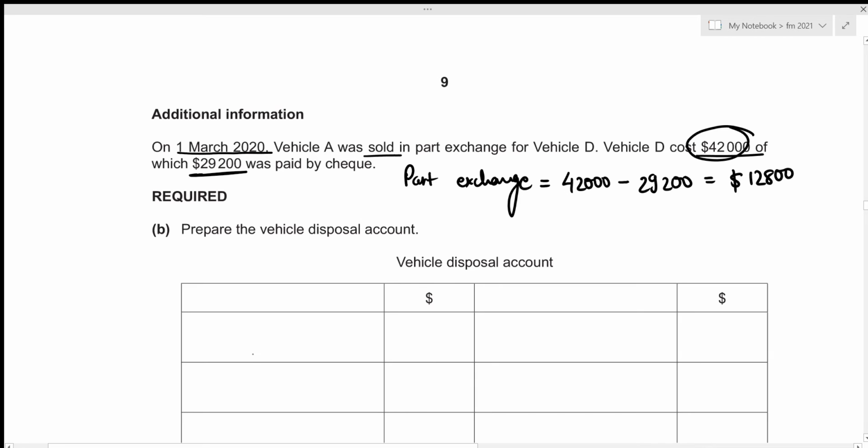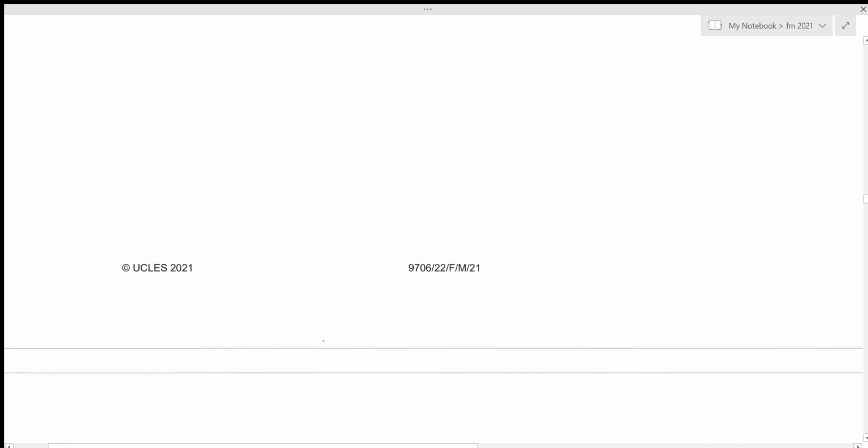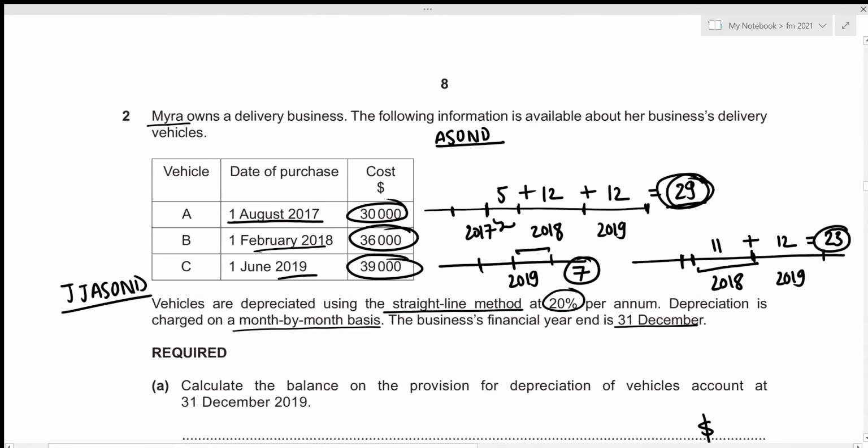Alright, now for the second part of this question, we need to prepare the vehicle disposal account. And whenever we are trying to figure out the non-current assets disposal account, whatever non-current asset is being disposed, its cost is to be recorded on the debit side, right? And right here we are disposing vehicle A. So we need to record vehicle A's cost on this debit side. Let's write it down. So that's vehicle A cost, which was given above. Let's have a look. And the cost for vehicle A was 30,000. Let's record this.